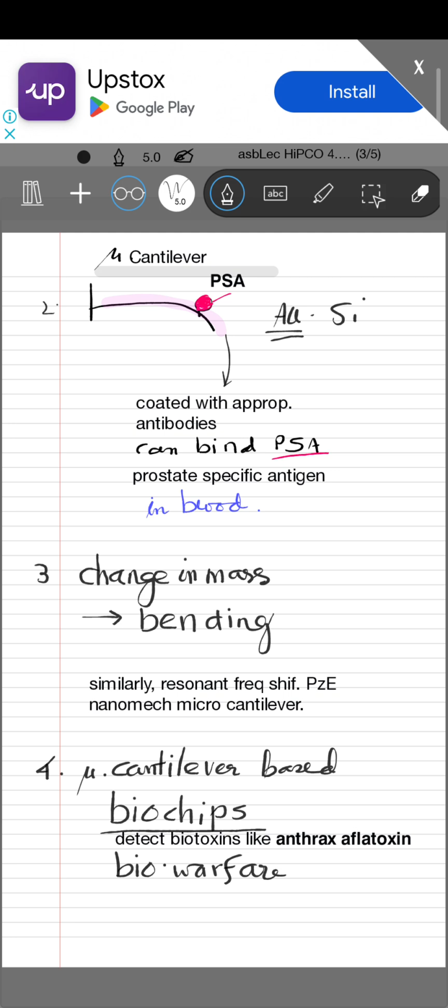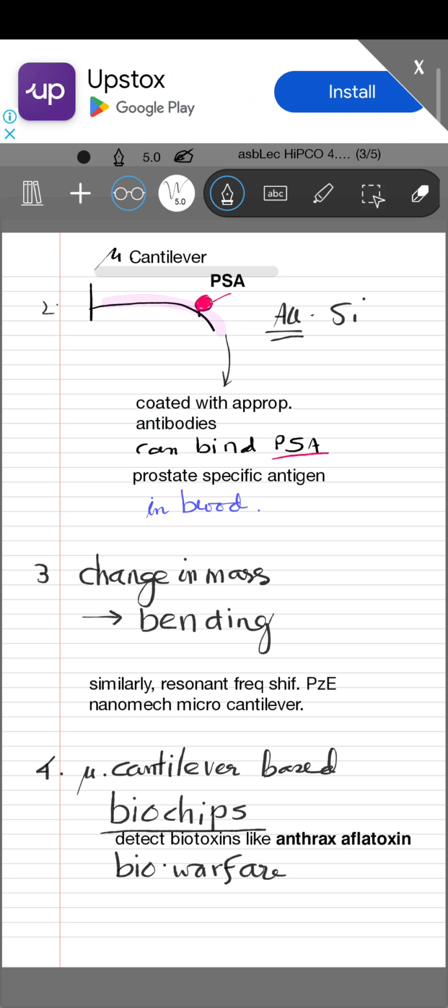Now, to this gold coating, there are some antibodies which are again coated. The reason for coating this antibody is to bind the prostate specific antigen responsible for the cancer and found in blood. In short, it is called PSA, prostate specific antigen. So it gets attached to the coated antibodies, and as it attaches, there is a change in mass, and the cantilever starts to bend or vibrate. So through this we can monitor the growth, and we can assess the growth.